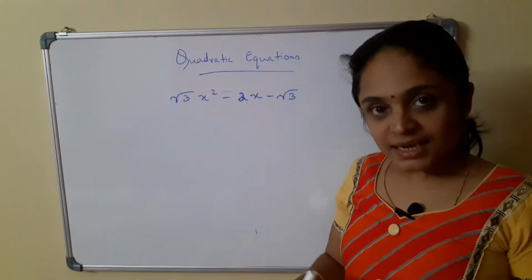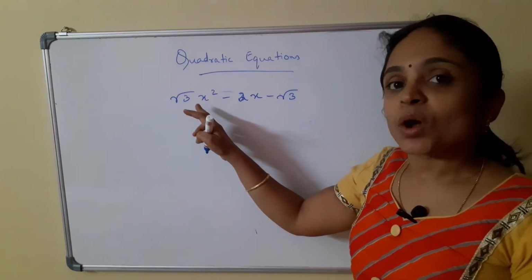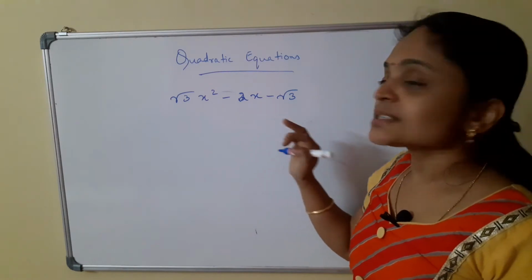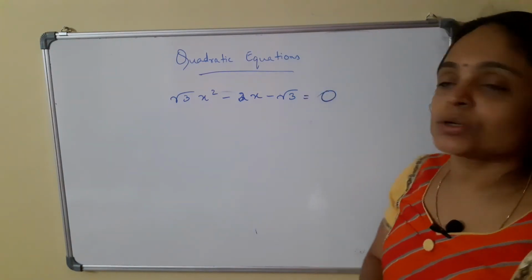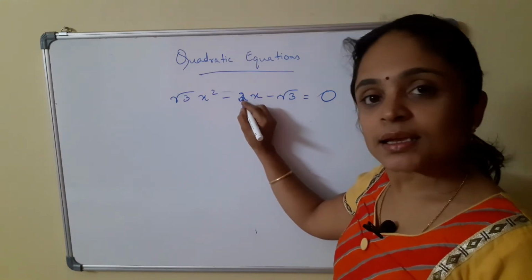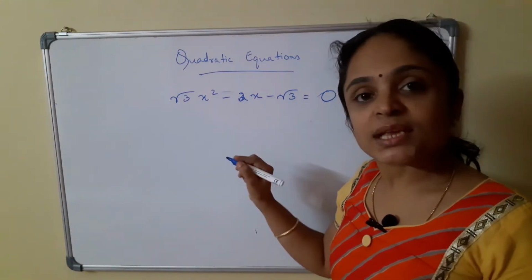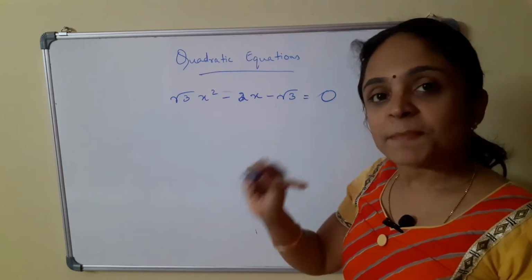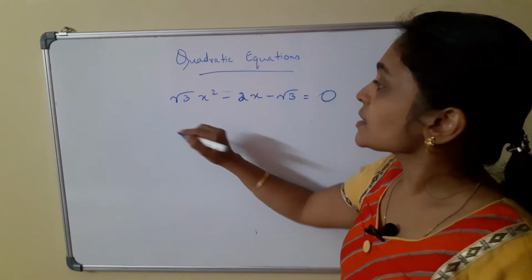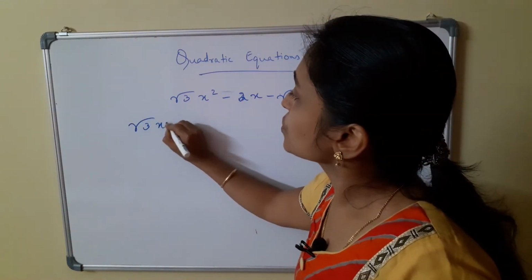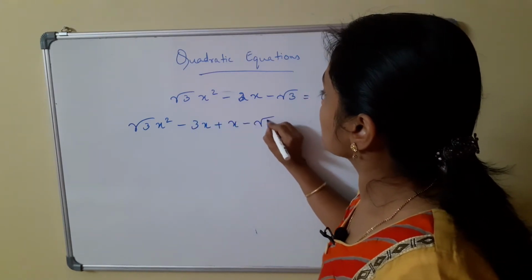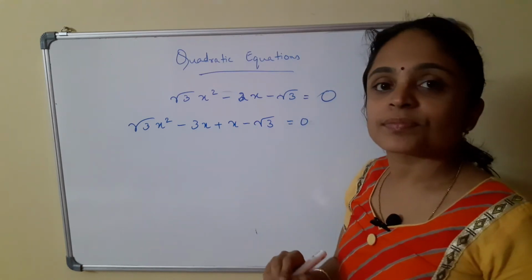Understood? Next question is, find the roots of the quadratic equation root 3x square minus 2x minus root 3. So if this is a quadratic equation, this will be equal to 0, right? Then minus 2x can be written as minus 3x plus x, right? Minus 3x plus 1x is minus 2x. So this can be split into root 3x square minus 3x plus x minus root 3 equal to 0.